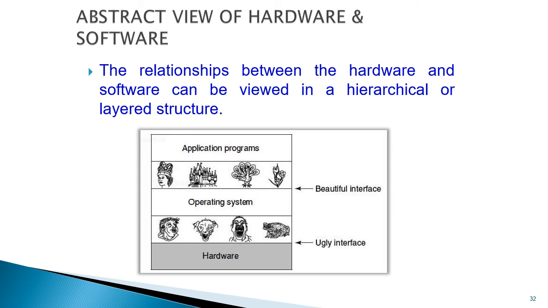Okay, abstract view of hardware and software. The relationship between the hardware and the software can be viewed as a hierarchy or layered structure, which is here. The first one, we have application programs. Second, we have operating systems, and thirdly, we have the hardware. So the hardware, which is the hardware interface. The operating system is a beautiful interface because mostly it displays information that is easy for the user to interpret.